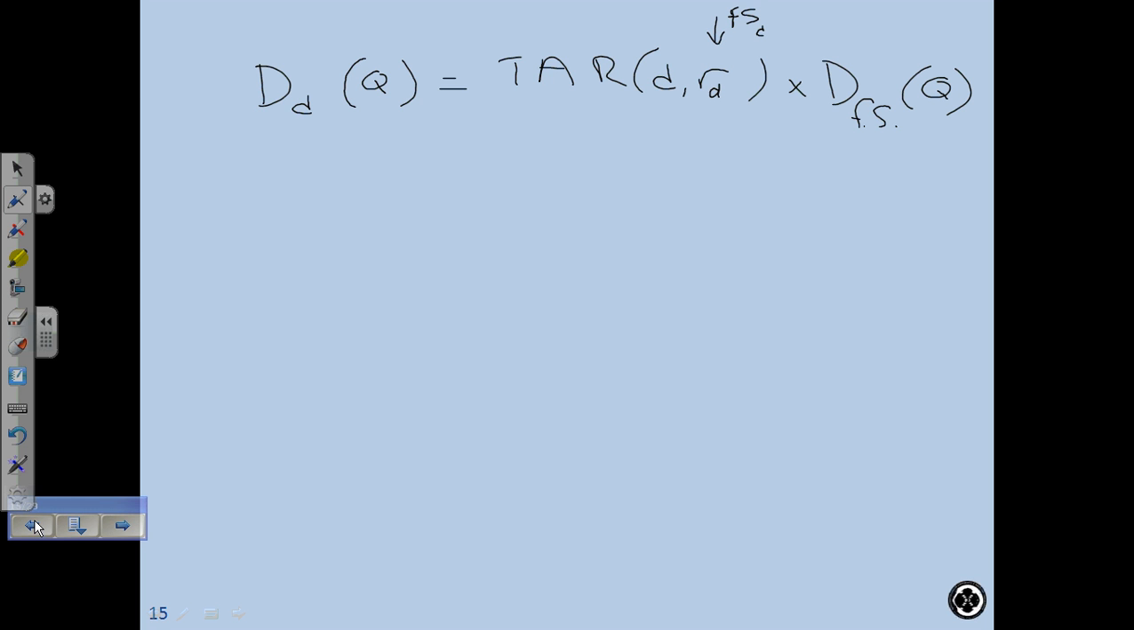So the dose at D max for point P, which is a different point, equals the dose in free space at point P times the backscatter factor. Now these come from the definitions. Remember, TAR is dose at depth divided by dose in free space, so we're just rearranging them. And the same thing here. P is a different point in space.